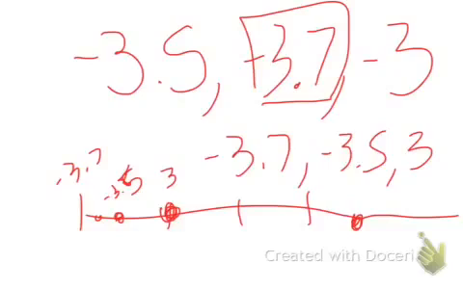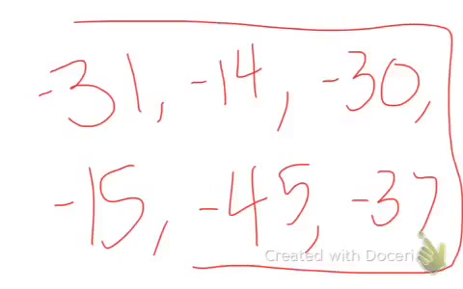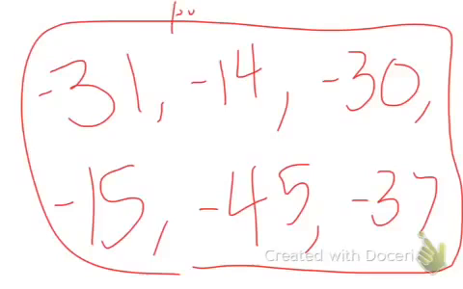Okay, we're going to do one more here. This one's going to be a little longer, but I want you to solve it for tomorrow. The numbers are negative 31, negative 14, negative 30, negative 15, negative 45, and negative 37. I want you to put those from least to greatest for tomorrow, or whenever you have math next.